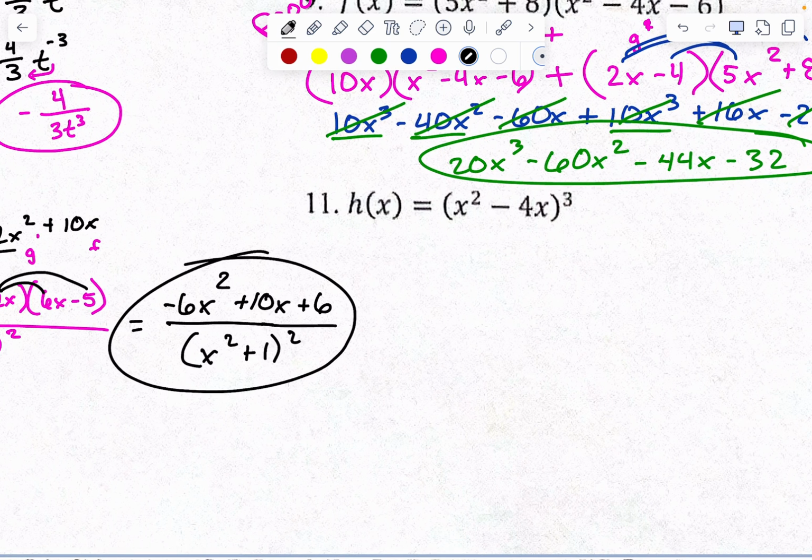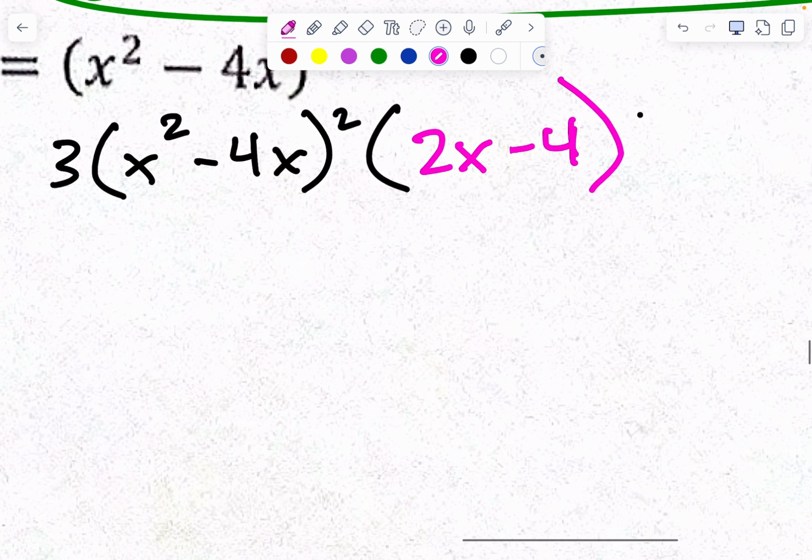Chain. Bring the 3 down. Leave the inside squared, times the derivative of the inside, 2x minus 4. Are we not derivatizing the inside? Yeah, it should be. Oh, wait a second. You're right, 2x minus 4. I said 2x and then I wrote 2x. Blah, blah, blah. 2x minus 4, so it'd be 6x minus 12.